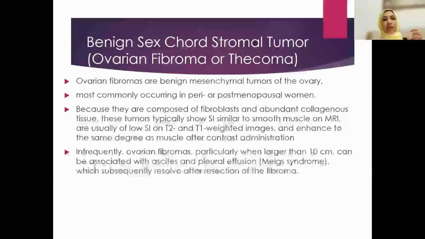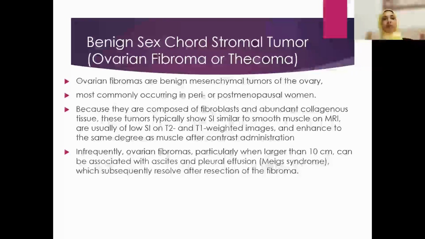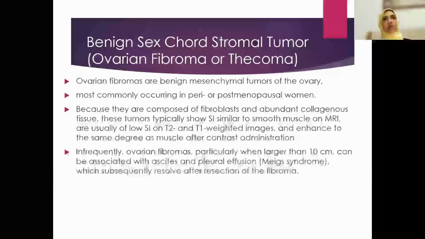Important to know that these ovarian fibromas might reach large size, more than 10 centimeter, and accompanied by pleural effusion and ascites. This syndrome is called Meigs syndrome. When the tumor is surgically removed, pleural effusion and ascites will disappear.